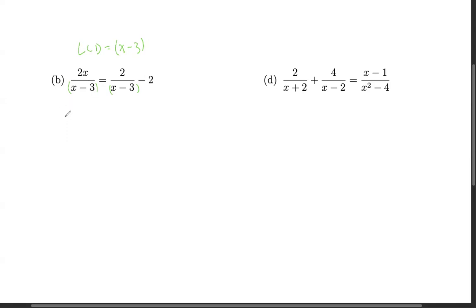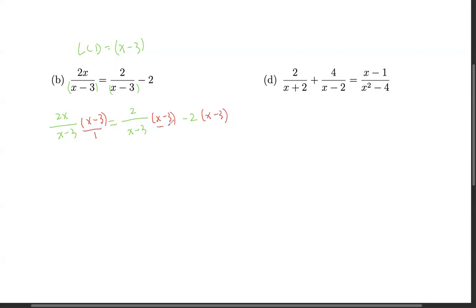So we're going to do the same thing. We're going to multiply every term by the least common denominator. Of course, you can do it other ways, but I'm going to show you this way. I think this way is neat. I'm going to multiply by x minus 3 for every term. Because I have an equation, I can do that.